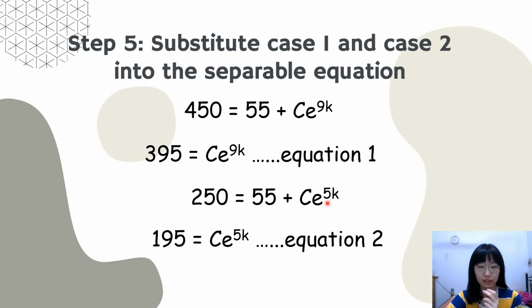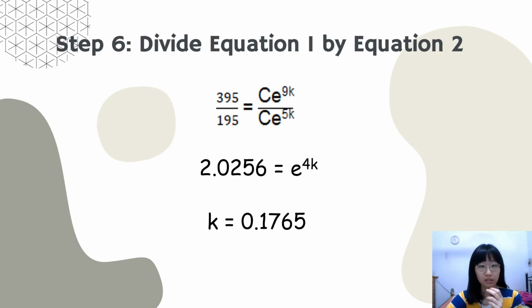So 5 is 5 hours. So we will get the second equation, C e^(5K) equals 195. So equation 1 and equation 2 come from case 1 and case 2 respectively. Now we move on to the next step, step 6. We divide equation 1 by equation 2.